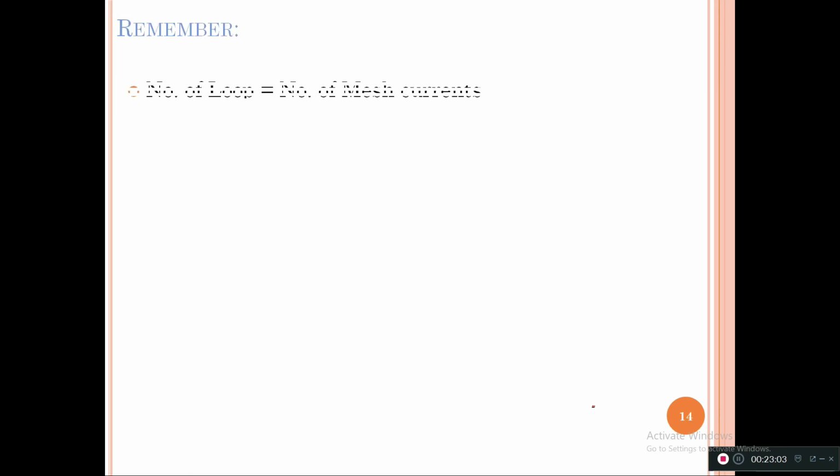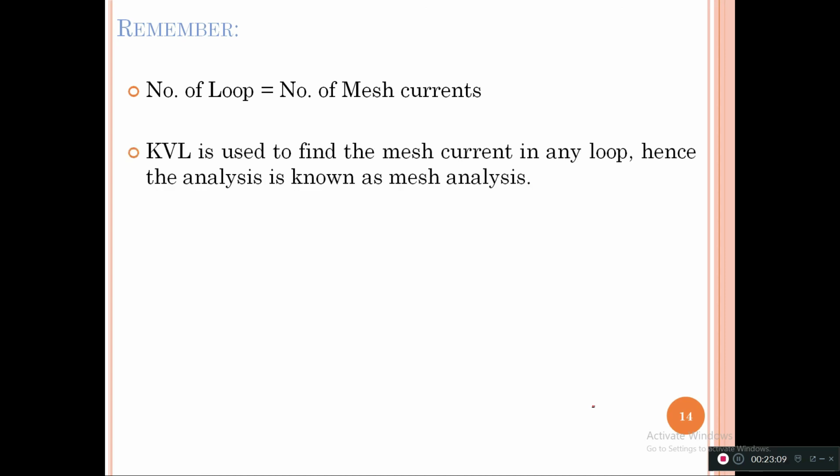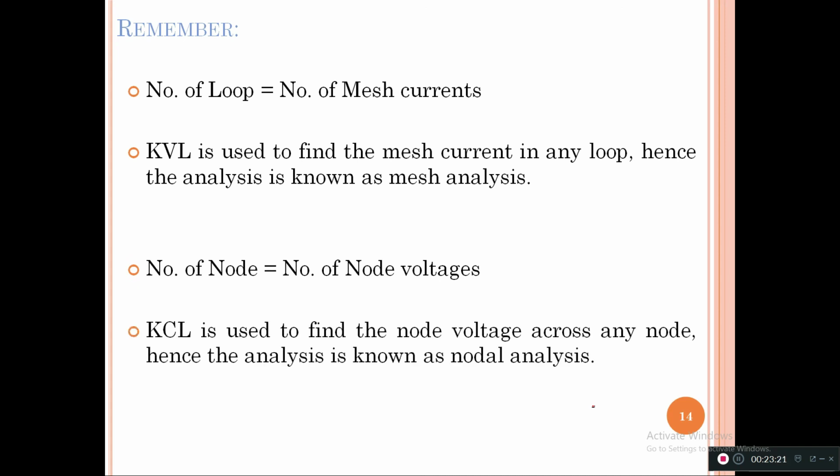Okay. So always remember, the number of loops equals the number of mesh currents. So KVL is used to find the mesh current in any loop, hence the analysis is known as mesh analysis. And the number of nodes equals the number of node voltages, and KCL is used to find the node voltages across any node, hence the analysis is also known as nodal analysis.